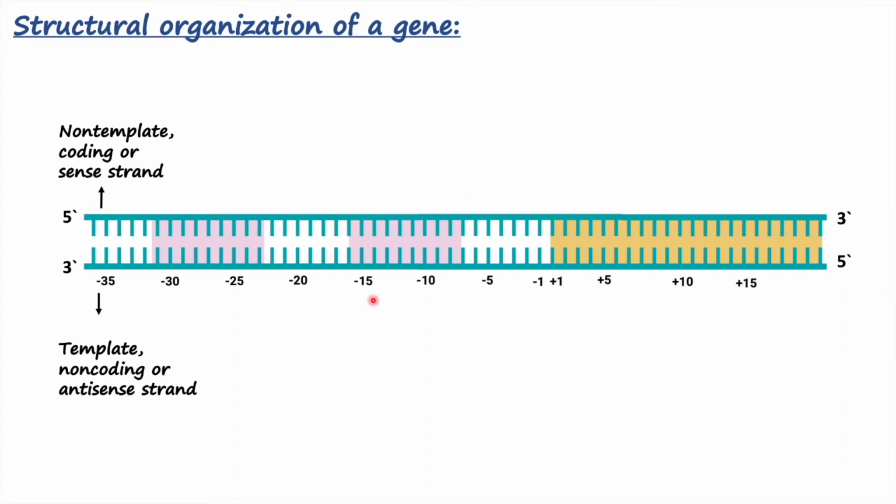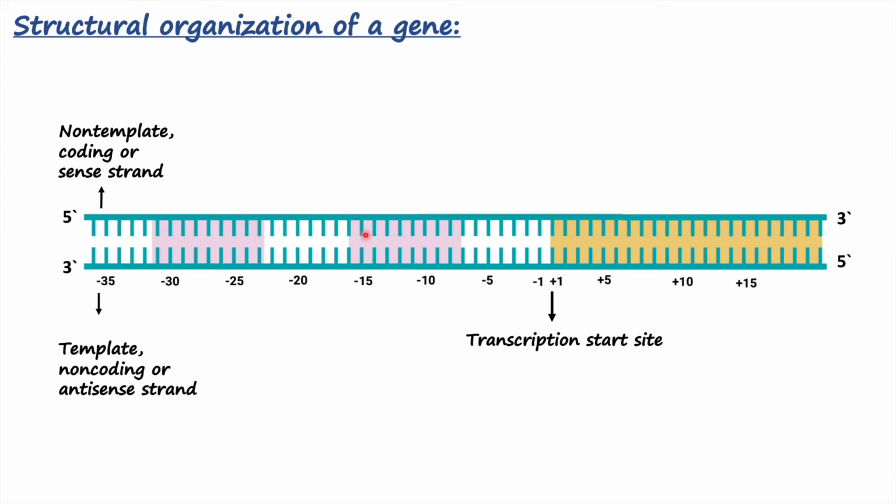Here we have a double-stranded DNA molecule, and the top strand is the non-template strand and the bottom strand is the template strand. The site on the DNA molecule where the first ribonucleotide is added is given a number, which is called the +1 base. This +1 base is also called the transcription start site, because from here the first ribonucleotide is added to initiate synthesizing the mRNA strand.